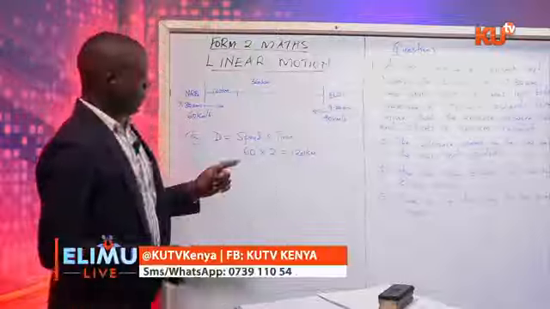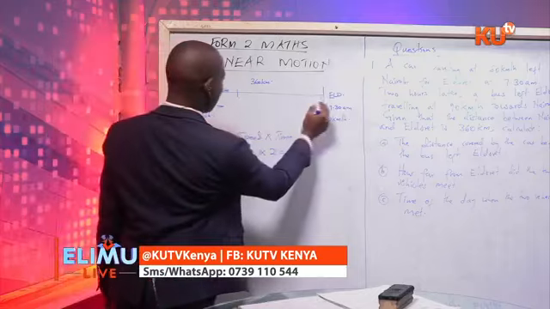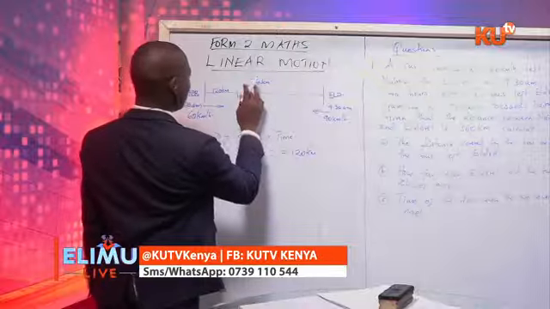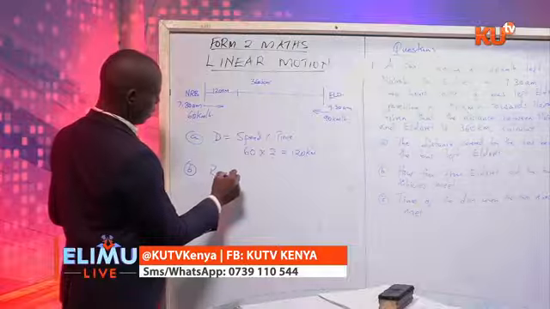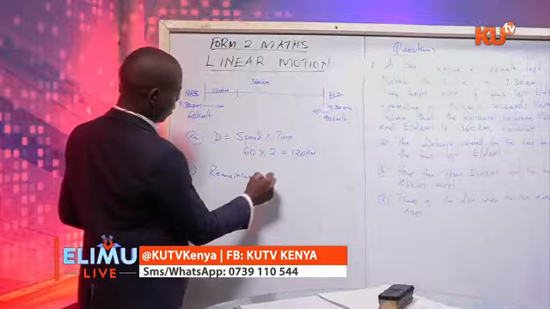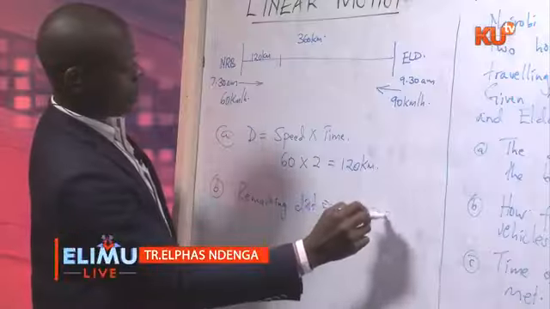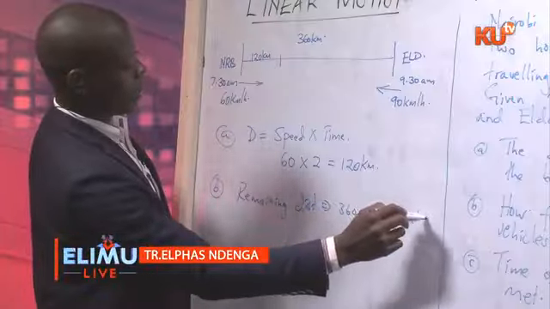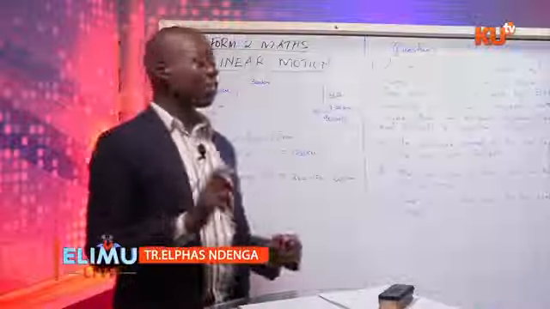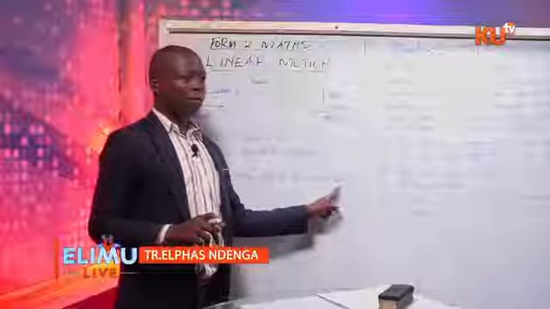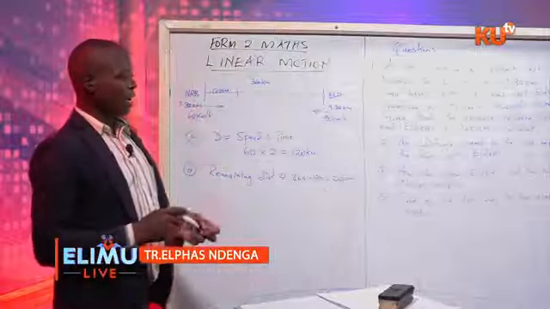Then part B will now require us to use the remaining distance. The remaining distance is 360 minus 120. So the remaining distance is actually 360 less 120, and that is 240 kilometers. So anything that will be discussed about the bus has to be mentioned within 240 kilometers so that we can compare it with what the car is moving.